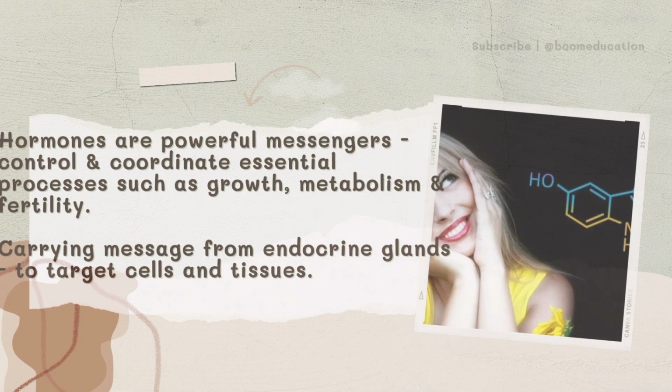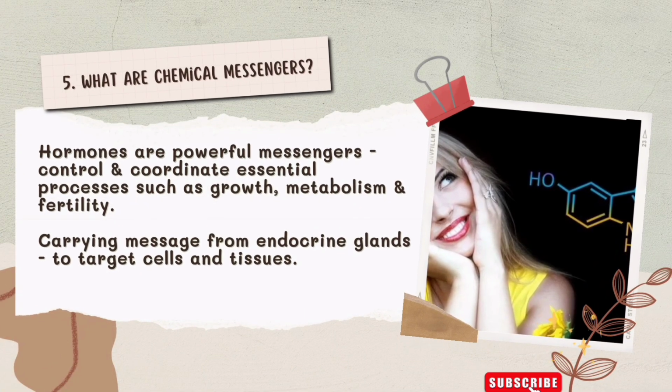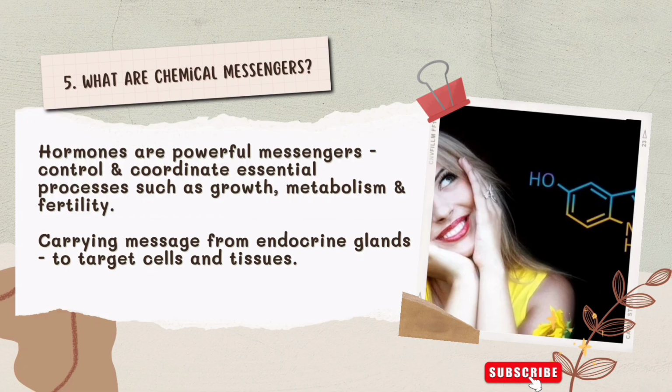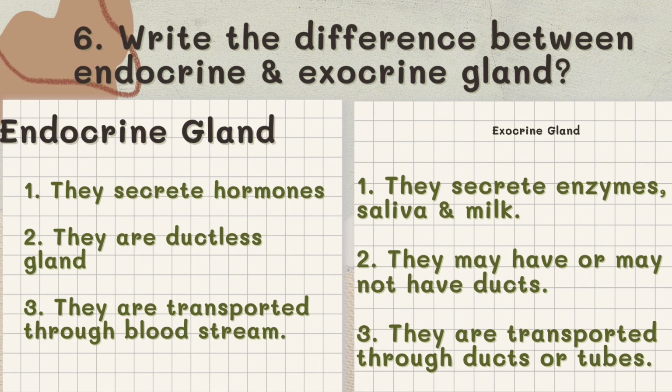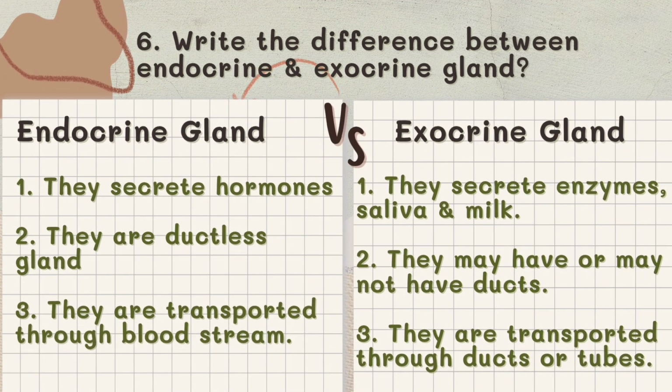What are chemical messengers? Hormones are powerful messengers that control and coordinate essential processes such as growth, metabolism and fertility by carrying messages from endocrine glands to target cells and tissues. Write the differences between endocrine and exocrine glands. Endocrine glands secrete hormones. They are ductless glands. Hormones are transported through the bloodstream. Exocrine glands secrete enzymes, saliva, and milk. They may or may not have ducts. Secretions are transported through ducts or tubes.